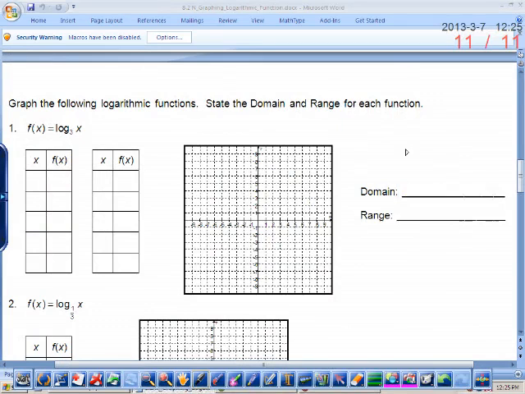All right, so we have the equation f of x equals log base 3 of x. That log function is the inverse of what exponential function? Good. So we're going to come up with that table of values first. Then we're going to find the inverse of those values to plot our log graph.